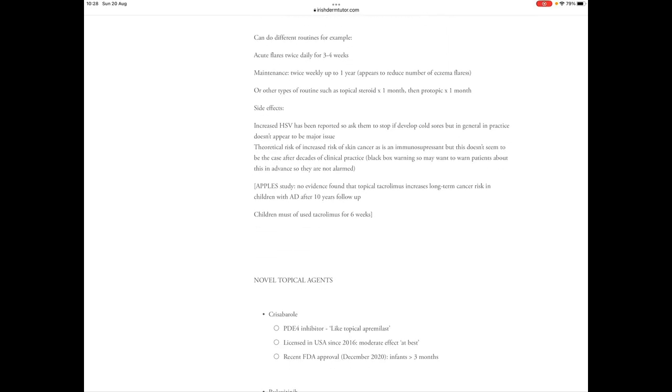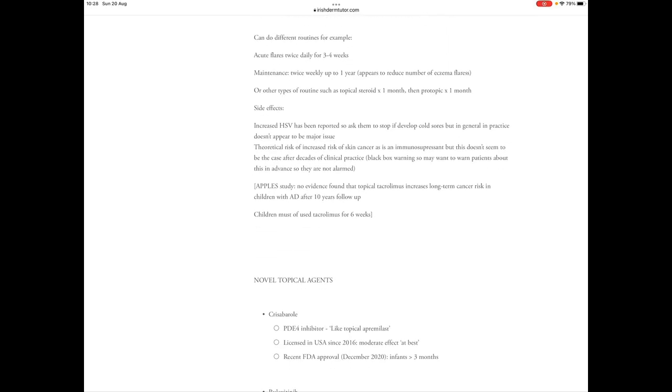So one of them is called Elidel, and that is pimecrolimus, and it's about a third as potent as full-strength tacrolimus. And then you've got Protopic, which is tacrolimus, and it comes in two strengths. The 0.03% is licensed for the age of greater than 2, and 0.1% is licensed for greater than 16 years old. Now, I do know that lots of people do tend to use the 0.1%, possibly in younger age groups than that.